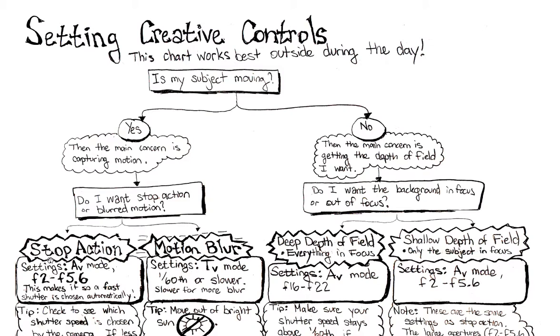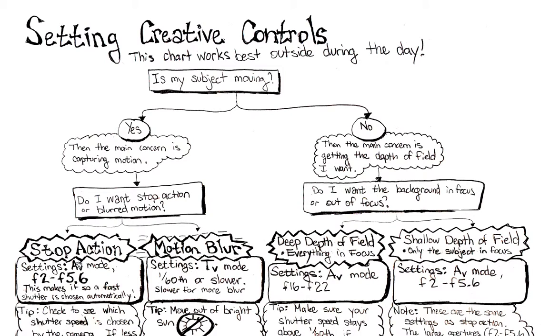A fast shutter speed will freeze the action. Now, to create motion blur, you're going to go to TV mode. And on TV mode, you're going to choose a shutter speed of a 60th or slower for most subjects. Of course, it depends on how fast the subject's moving. At a thousandth of a second, you'd still have blur if you were shooting a bullet. But for most things out in the world, slower than a 60th of a second is going to create motion blur.